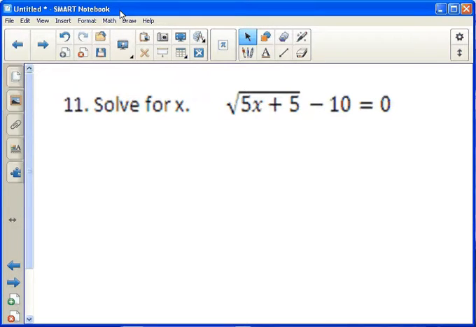This is part 2 for the review for the polynomial radicals and graphs test. This is the review sheet, so let's start with number 11.